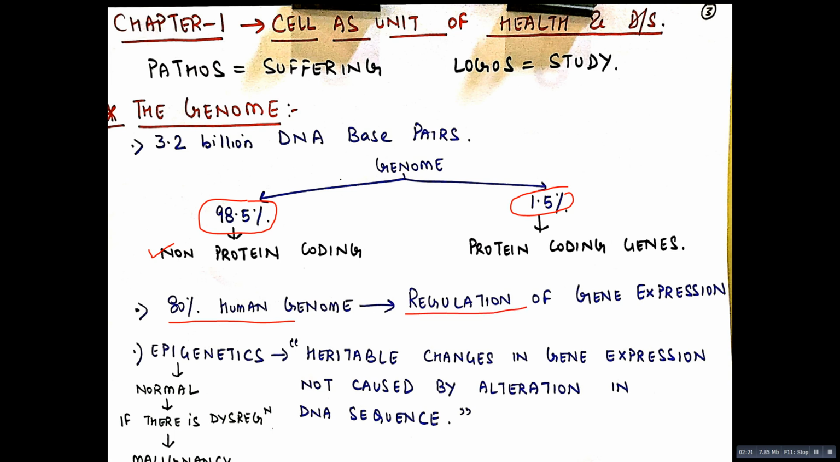Now, I'm sure all of you must have come across this term, epigenetics. Remember, epigenetics deals with the normal, okay? But if there is a dysregulation, it leads to malignancy. So epigenetics can be defined as a heritable change in gene expression which is not caused by alteration in DNA sequence. I would urge all of my listeners to have a notebook and a pen and to take down all the notes that I am giving.